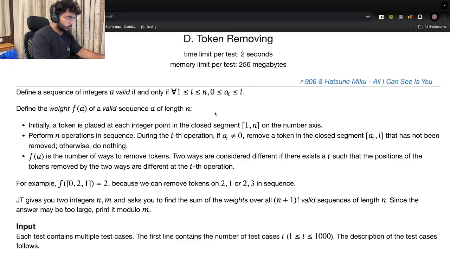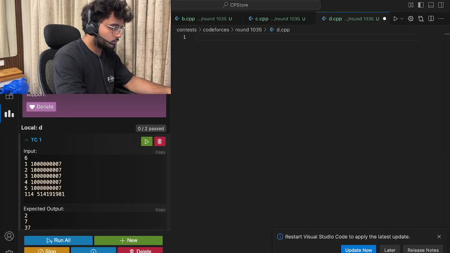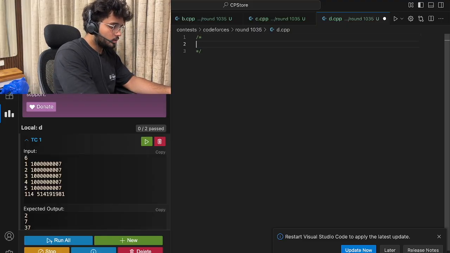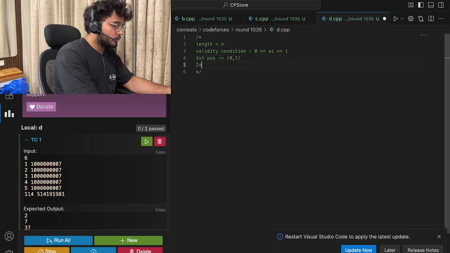Okay, so just to keep up with the question, let's write things down along the way. It is given that we need to define a sequence with length n, and the validity condition is that a_i should be between 0 and i, which means for the first position we can have value 0 to 1, for the second position we can have value 0 to 2, and so on.